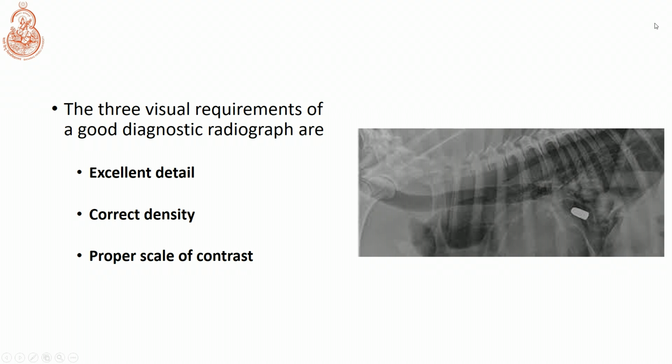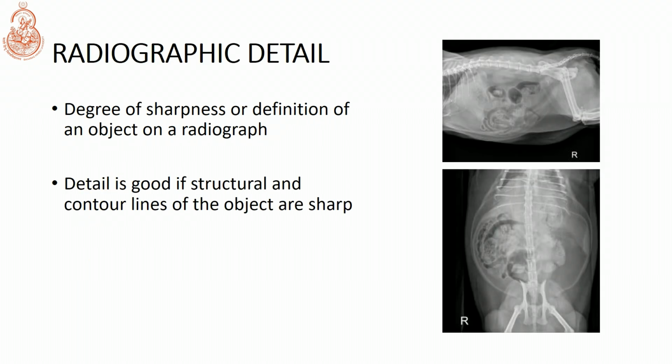The three visual requirements of a good diagnostic radiograph are excellent detail, correct density and proper scale of contrast. If you see the radiograph on the right side of the screen, you can see very good quality, where you have excellent detail, optimum density as well as a proper scale of contrast. So let us go one by one.